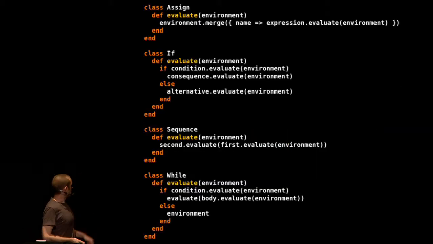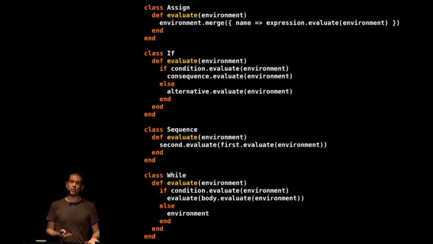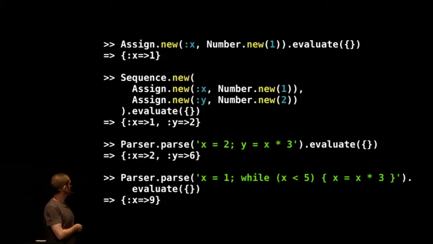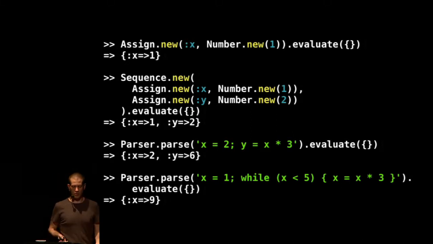I'm not going to go through how this works, but you can do the same for statements. The difference with statements is that they affect the values of variables. Whereas when you evaluate expressions you just get a new value back, with statements you return a new environment. If you've got an assignment, you return a new environment with a new mapping in it that maps the name of the variable to the result of evaluating the expression, and so on for the other things. So we can ask, what happens when I assign x to 1 in an empty environment? You get an environment where x has the value 1. What happens if I do a sequence of two assignments where x is 1 and y is 2 in an empty environment? You get an environment where x is 1 and y is 2.